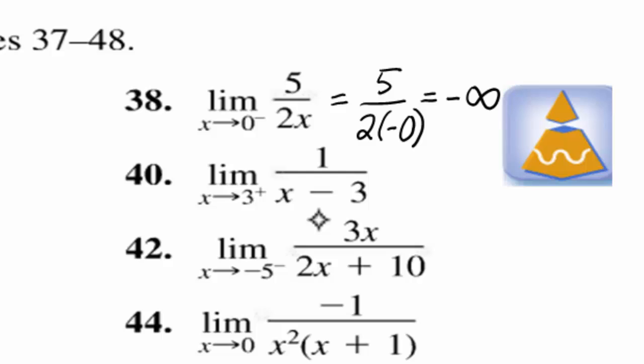Okay, what about number 40? You're looking at 1 over x minus 3, and you're approaching 3 coming from the right. When coming from the right, think of values like 3.1, 3.01, 3.001. What do you get there? That means x is greater than 3 by just 0.1, 0.01, 0.001, etc. So the whole ratio would be positive infinity, and so on and so forth. You do the same thing with number 42.